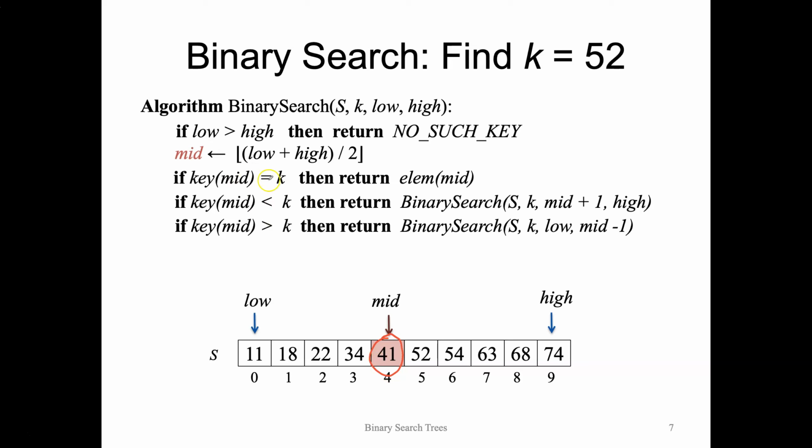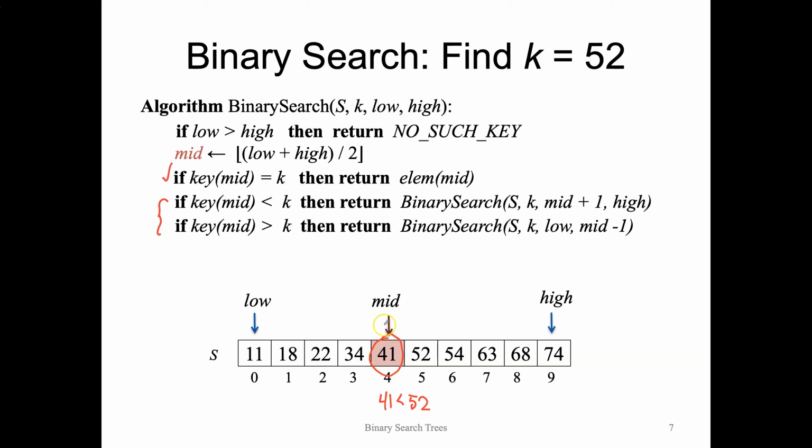So if we already find that key, then cool, we can return that, we're done, we don't have to do anything else. But whether the key that we're looking for is larger than the one that we're at or smaller than the one that we're at will dictate if we should go to the left or to the right. So for example, in this instance, the key at the middle point is 41, and this is smaller than the one we're looking for, which is 52.